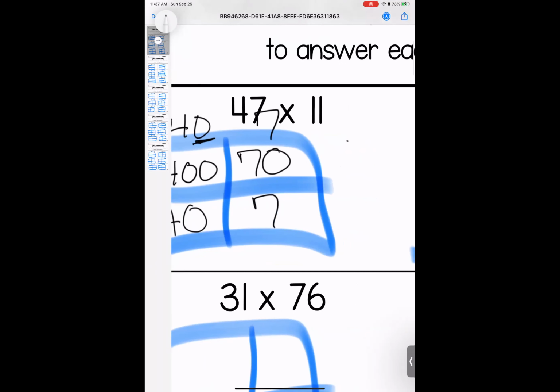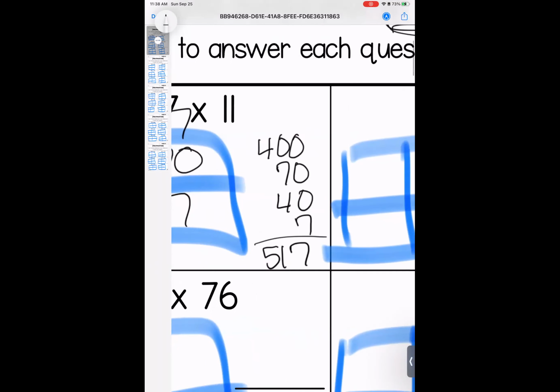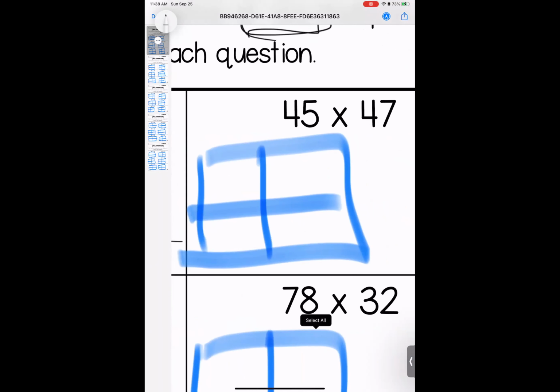When we stack 470, 40, and 7, and we add them up, we have 517 as our answer. If at any point this is too fast, please pause it and rewatch as needed.